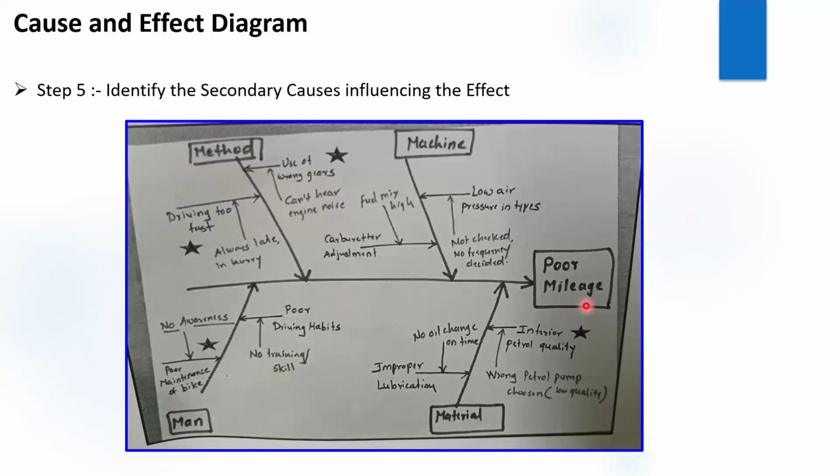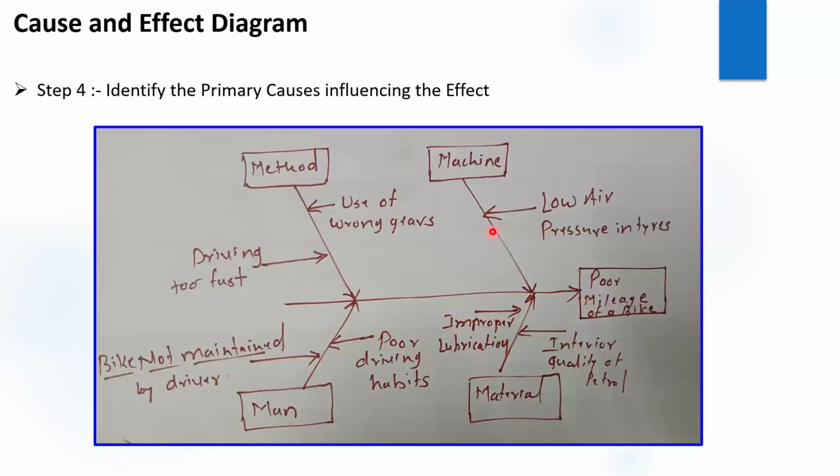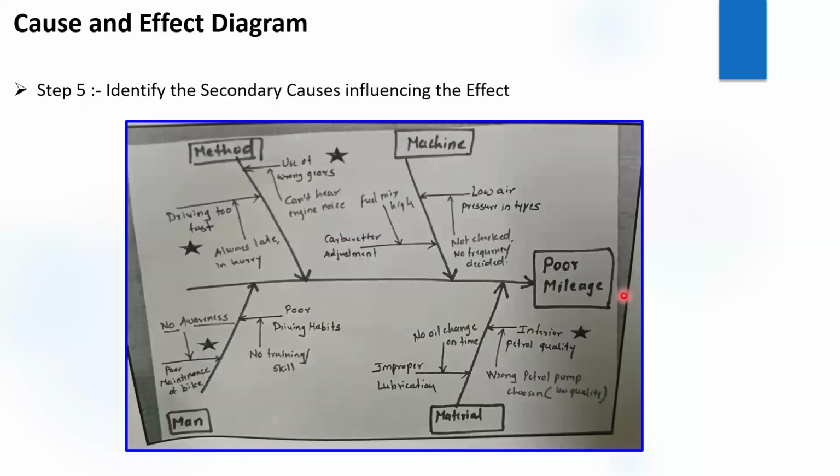So once again, I will repeat. When you are going to construct a cause and effect diagram, there are 5 steps. First, select a problem. Then draw a box and draw the skeleton. Third, draw the 4M skeleton or 6M skeleton. Then do a brainstorming and write down the primary causes. Primary causes means if that primary cause is present, it will directly affect the poor mileage or problem, right? Then draw the secondary causes. So now in 5 steps, we have completed the cause and effect diagram.